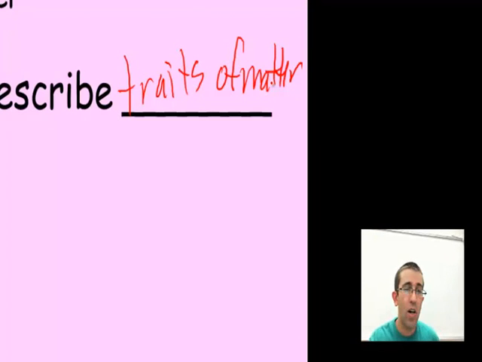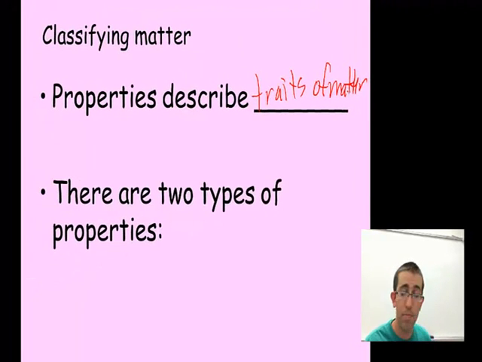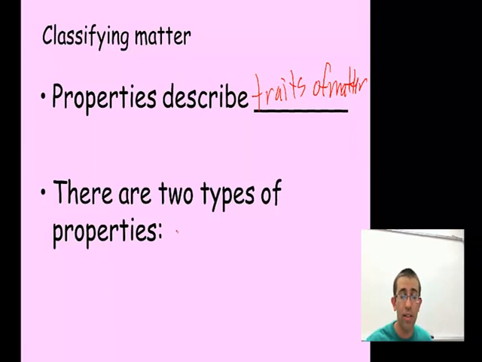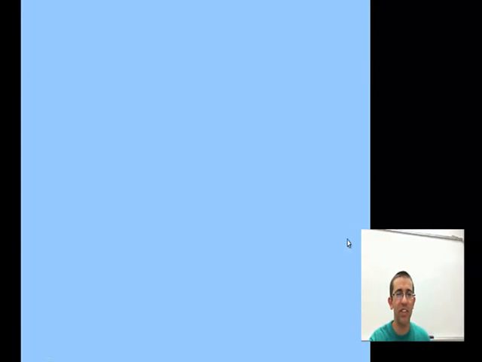All right, there are two types of properties. Maybe you already know this, maybe you don't. If you do, go ahead and say it out loud right now. All right, did you actually say it out loud? They are physical and chemical properties, physical and chemical properties. Let's talk about some of those.